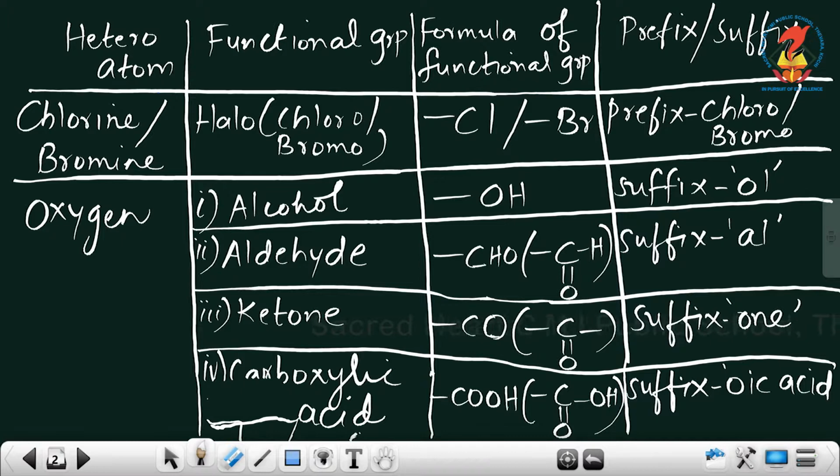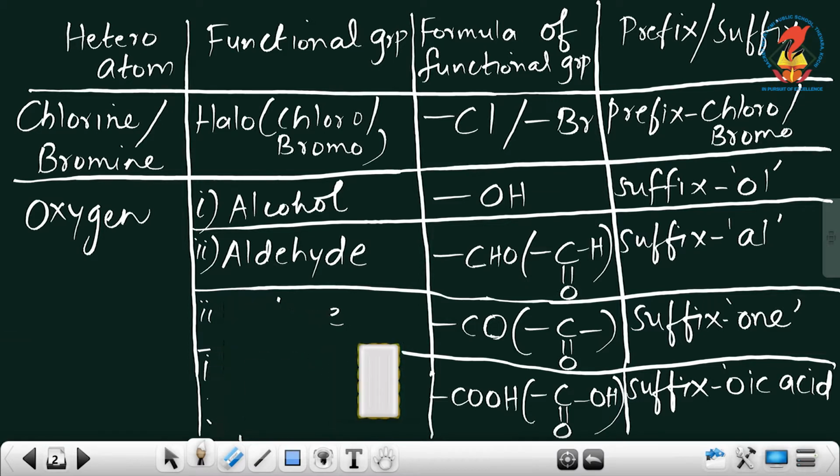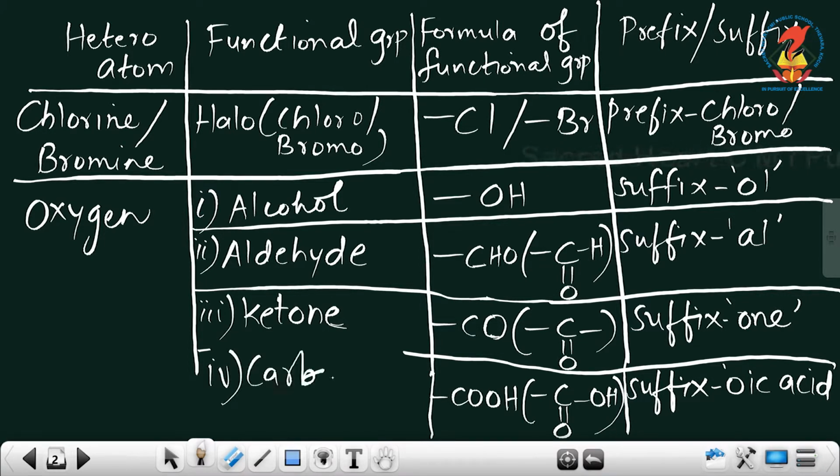Then another one is ketone. Oxygen is a functional group along with a carbon atom, and this ketone group always comes in the middle of a hydrocarbon chain. So, there are two bonds, one on the left hand side and one on the right hand side. There will be a carbon atom on the right hand side, and on the left hand side also there will be a carbon atom. The third one is ketone, and the fourth one is carboxylic acid.